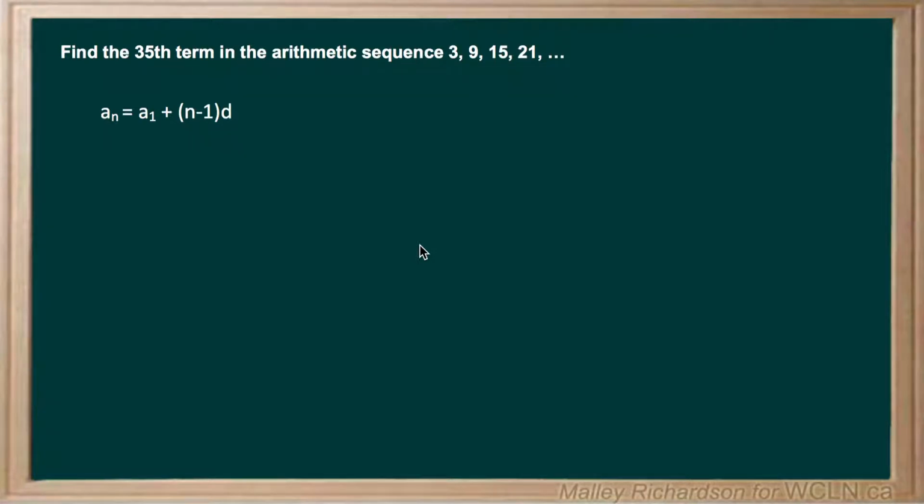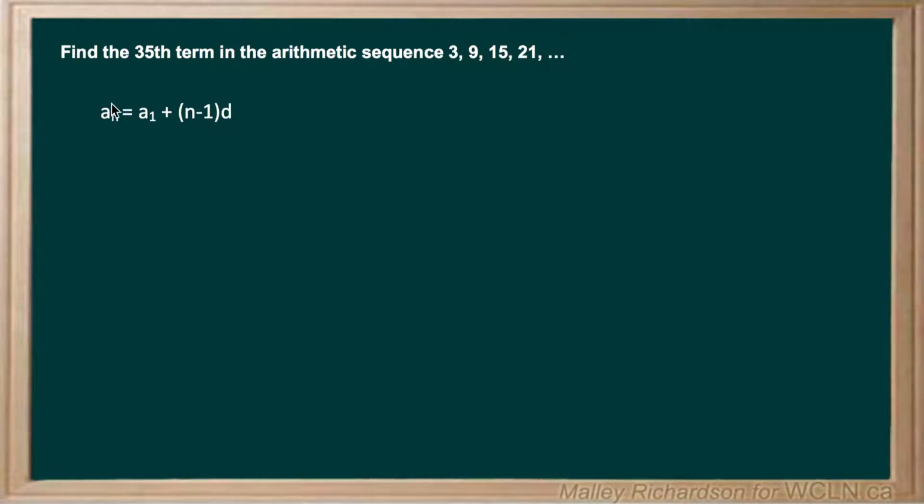In this example, we want to find the 35th term in the arithmetic sequence 3, 9, 15, 21, and so on. To find the 35th term, we are going to use the formula below, where a sub n equals a1 plus (n minus 1) all multiplied by d.